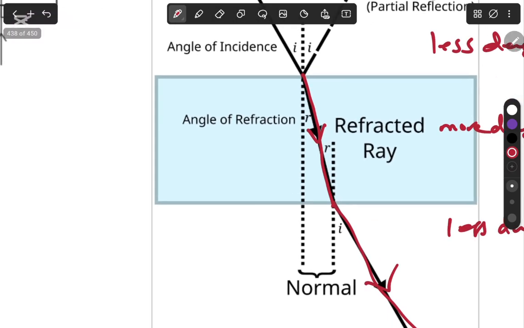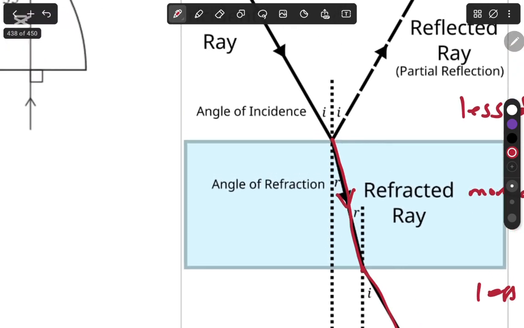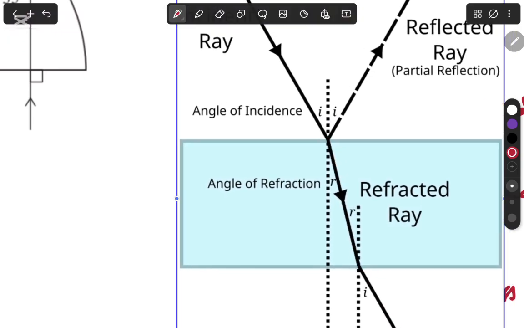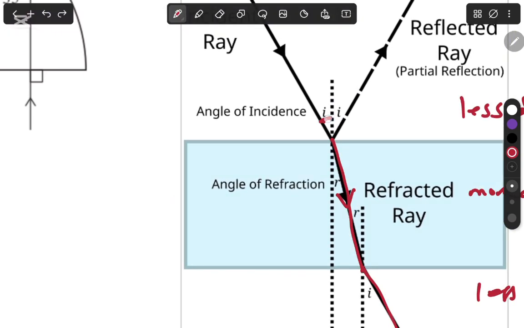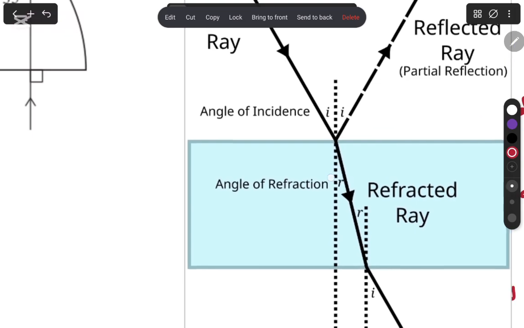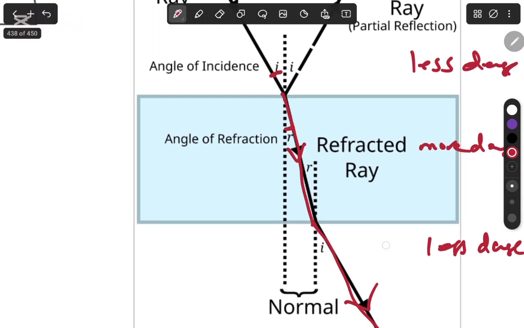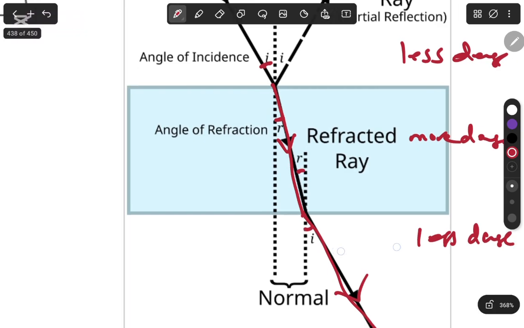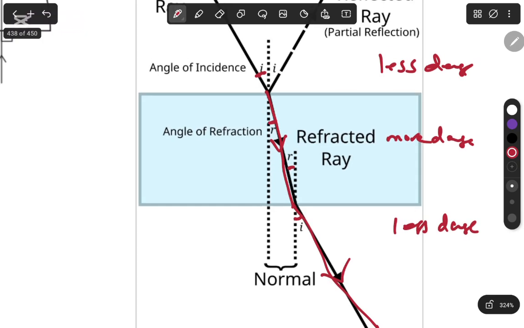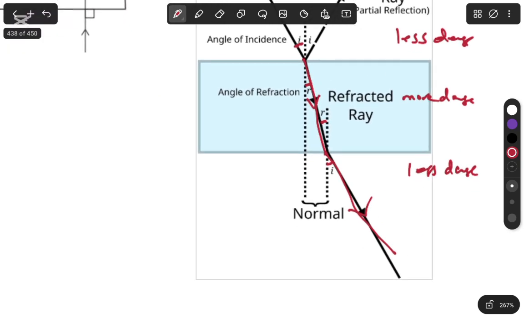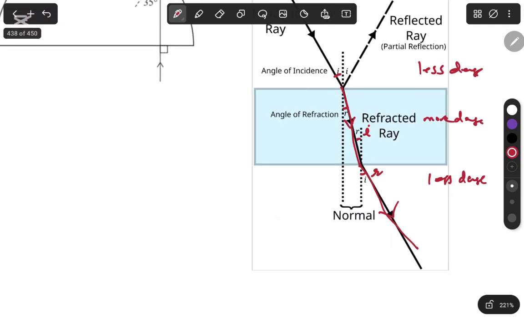Okay, so here this is going to be the angle of incidence, and this is going to be the angle of refraction. Okay, and here this is going to be the angle of refraction, and this is the angle of incidence. You can also say the other way around for this one as well. You can say this is the angle of incidence and this is the angle of refraction. It just depends where the light is going to hit.